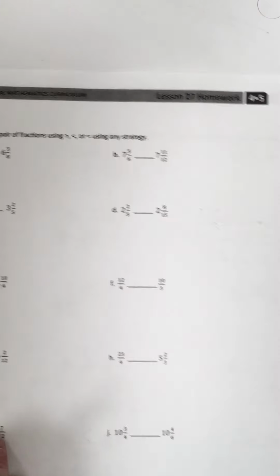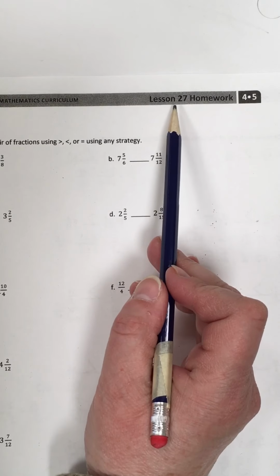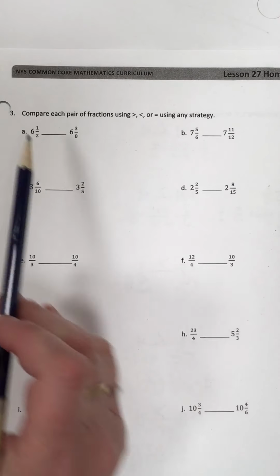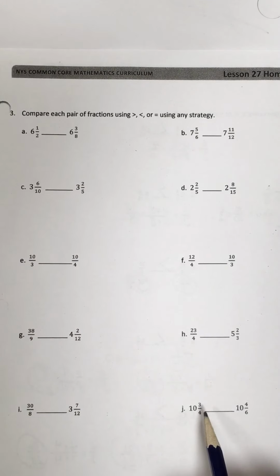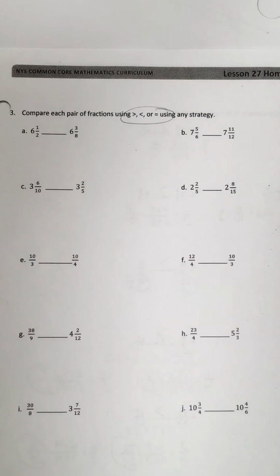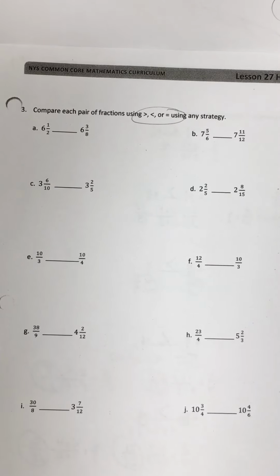Let's flip the page. You are going to do lesson 27 homework on your own. You're going to do all of them, A through J. Please show your work. And you're going to use greater than, less than, or equal to. Bring this completed paper back with you on Thursday. If you have questions, you can chat or email me. And if I see you're having great difficulty, just try it, but we can go over this in class on Thursday.